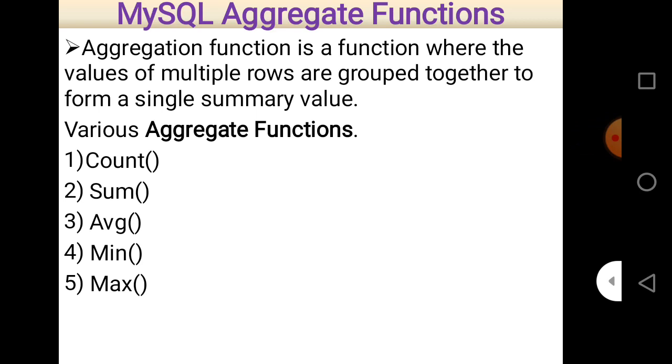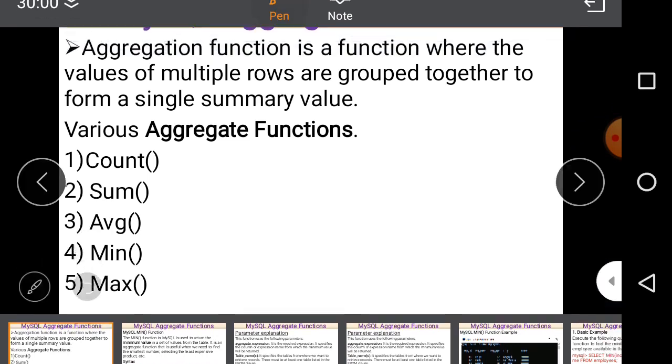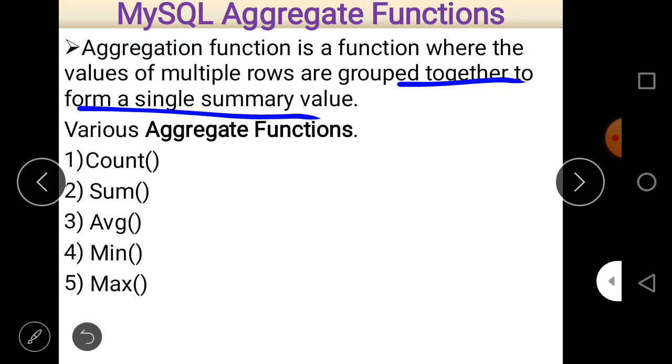First of all, let us take a definition of aggregate function. An aggregate function is a function where the values of multiple rows are grouped together to form a single summary value. That is a very important point: to form a single summary value. There are basically five main aggregate functions: count, sum, average, min, and max. And in this lecture, we are going to discuss the min function.